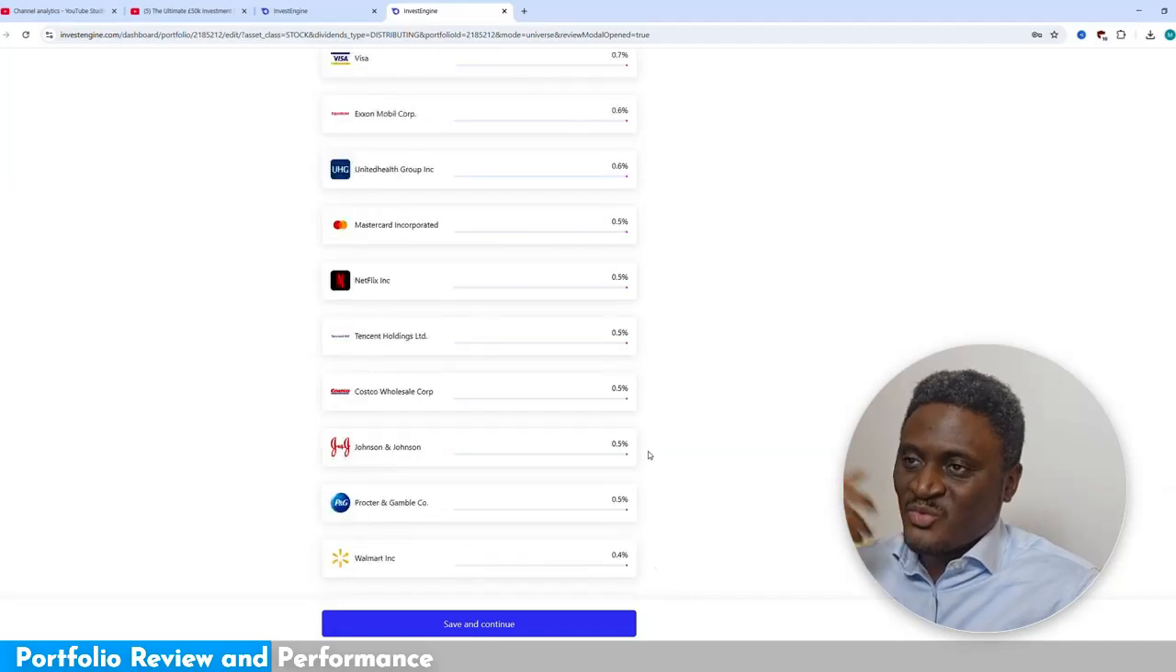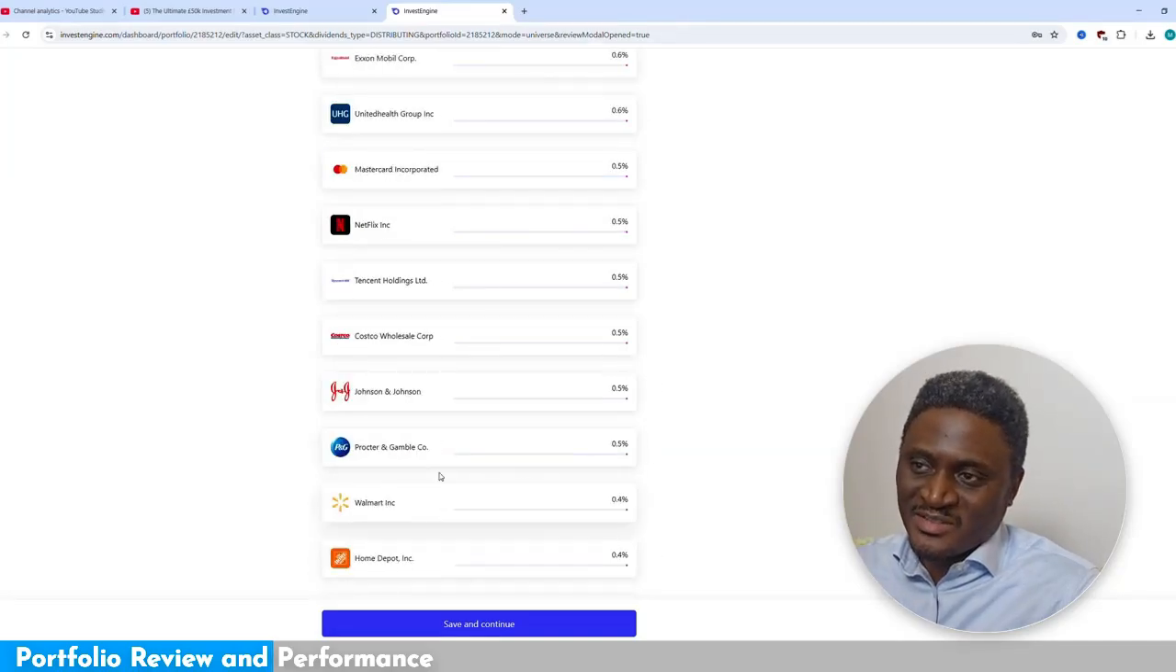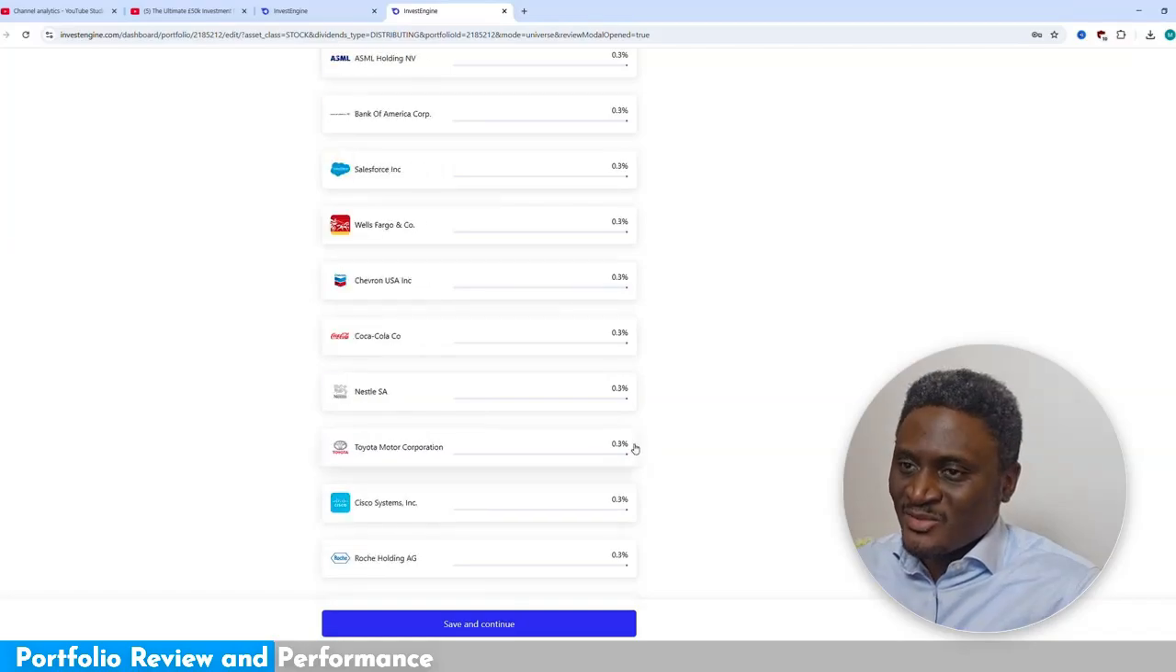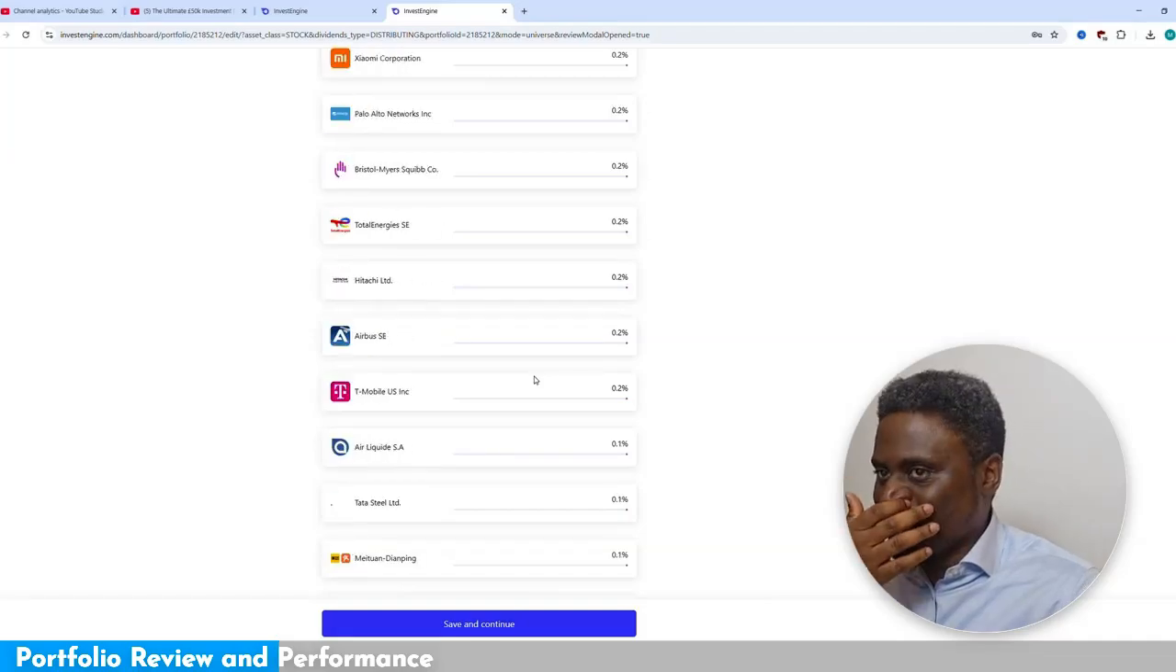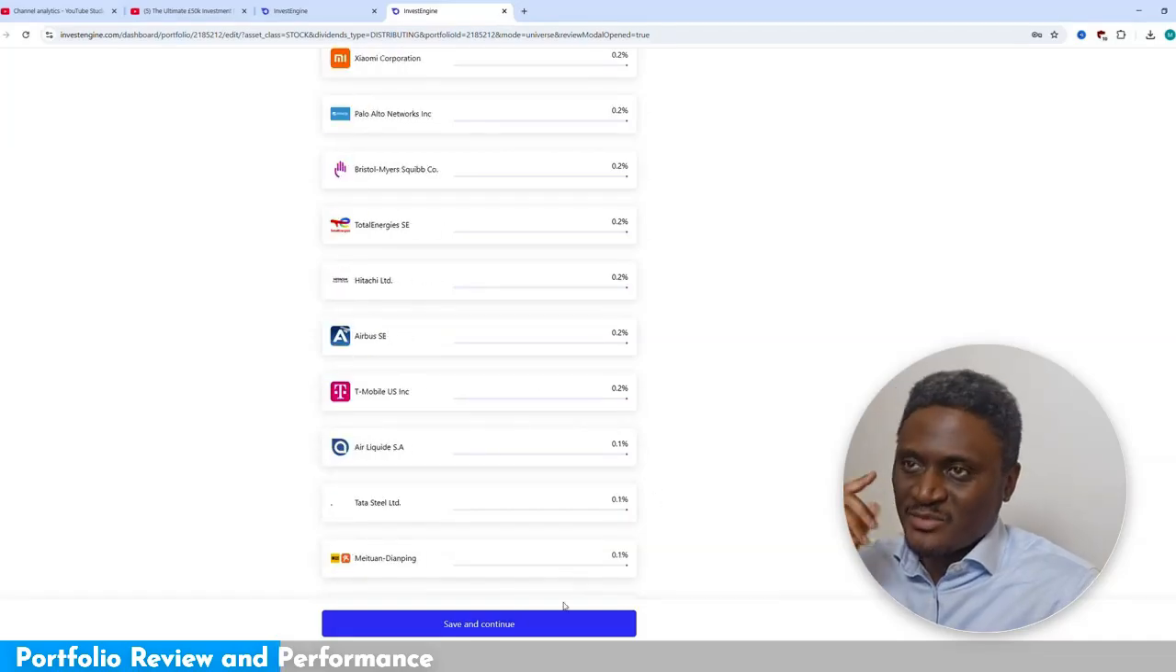So you see all these 3,000 companies, but Procter & Gamble is 0.5% of the portfolio. And it keeps going all the way down. You see Adobe is 0.2. You scroll all the way down, you see some popular names where you see the contribution is a lot smaller. But let's say I'm fine with this and I say continue.